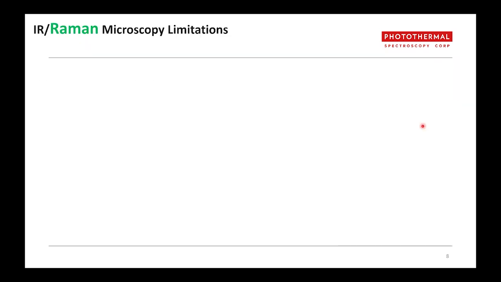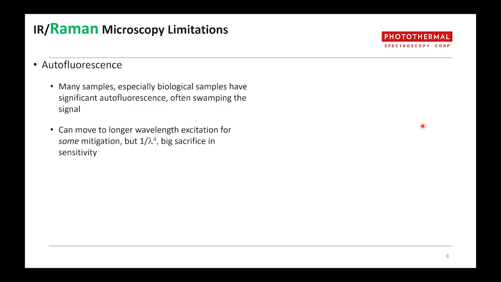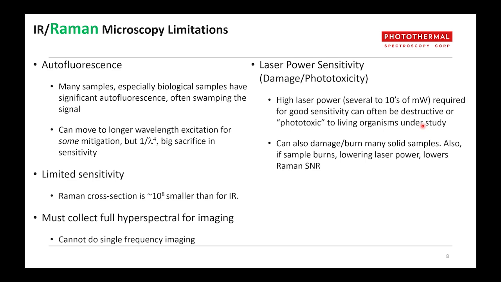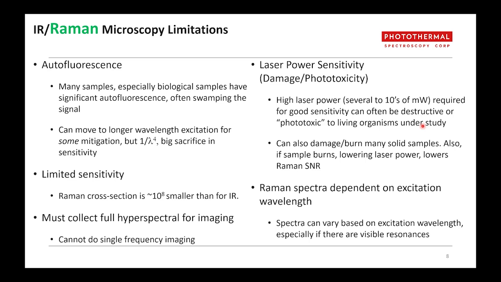Now, in the vibrational world, infrared is one half, Raman is the other half, and that's another commonly used technique. One of its pros is that it traditionally has better spatial resolution than traditional IR, but it is plagued with autofluorescence interferences, and I'll go through these quickly. It is also typically a low sensitivity technique, and so it can take much longer. For any imaging, you've got to do a full hyperspectral point mapping. Laser sensitivity, damage or toxicity to any living organisms can be an issue, and the spectra can depend on which wavelengths you use.